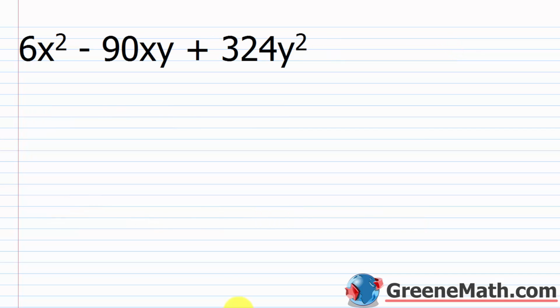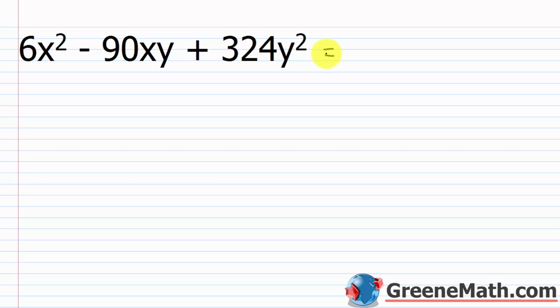All right, for the last problem, we're going to look at one that kind of trips students up a little bit. So we have 6x squared minus 90xy plus 324y squared. The reason this is a little bit more complicated is because it has two variables involved. But really, if you just follow the simple technique that I'm going to show you here, it's not going to be any harder, okay?